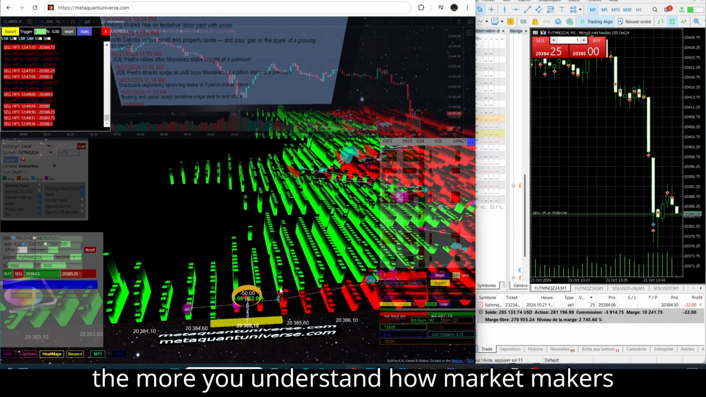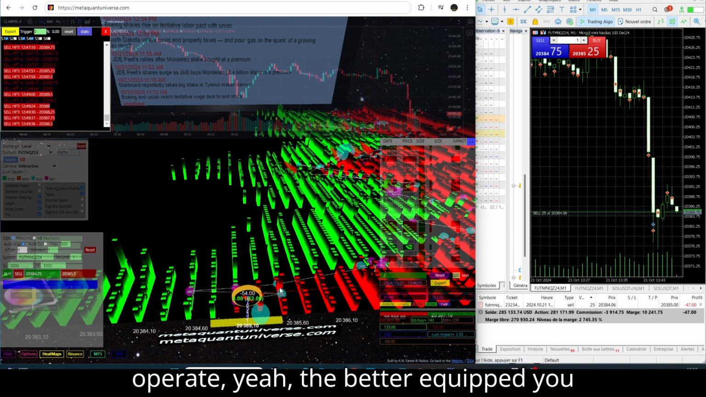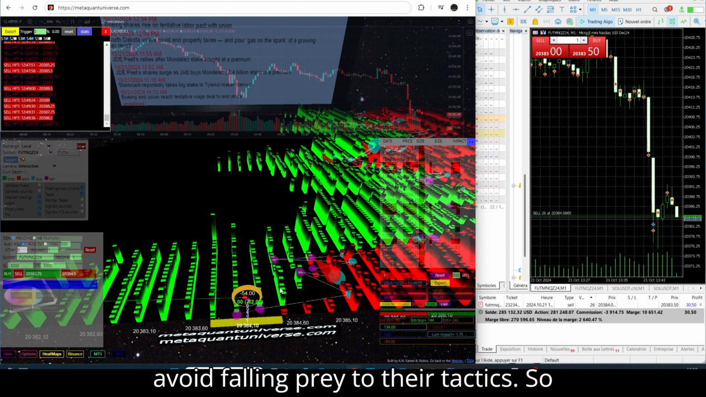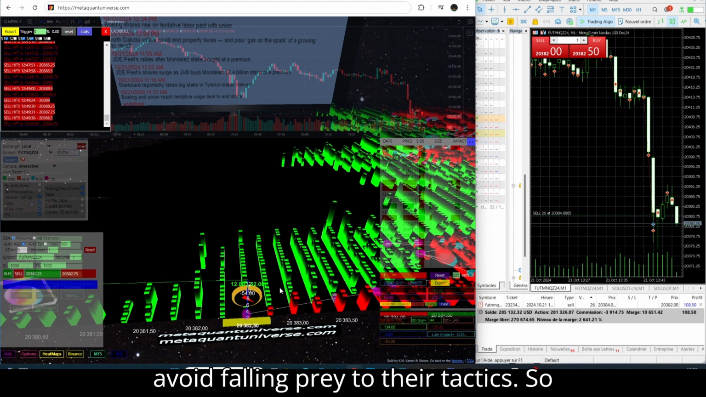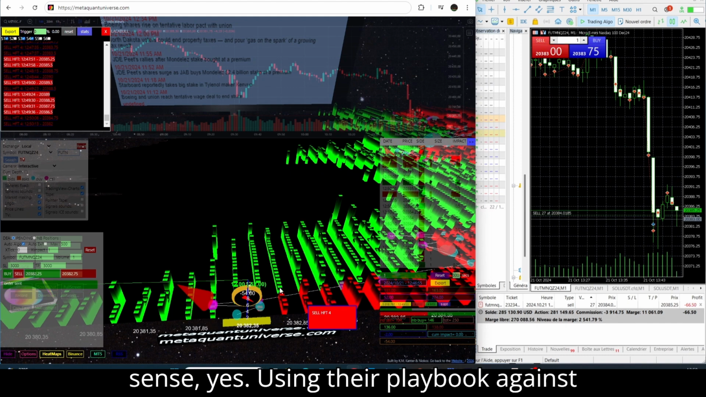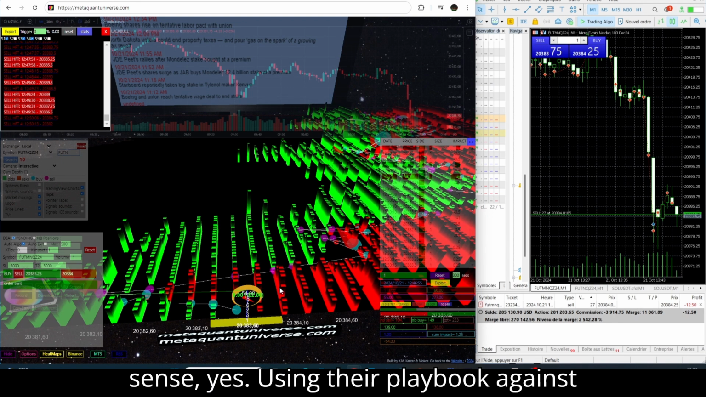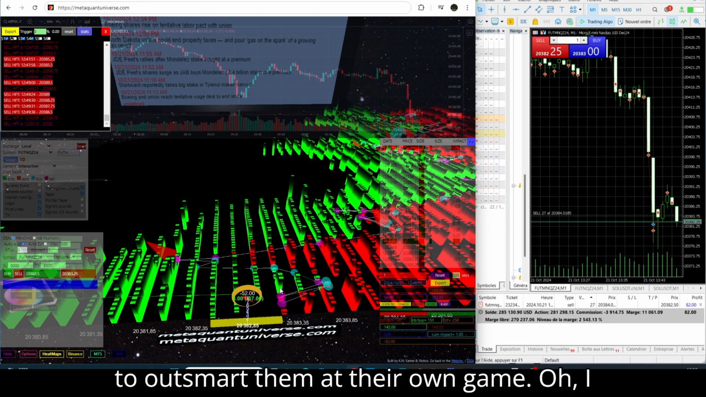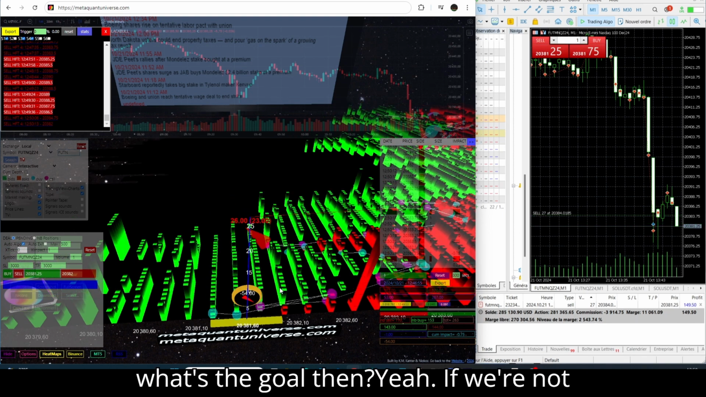Exactly. And the more you understand how market makers operate, the better equipped you are to navigate the market and avoid falling prey to their tactics. So we're kind of turning the tables? In a sense, yes. Using their playbook against them. But remember, it's not about trying to outsmart them at their own game. Oh, I thought that was the whole point. So what's the goal then?